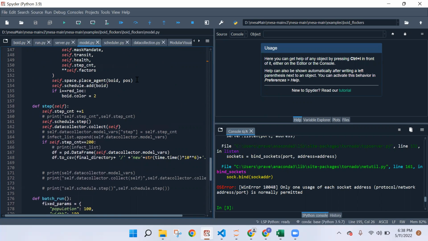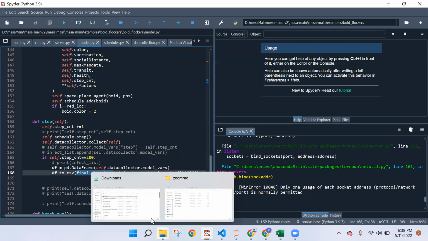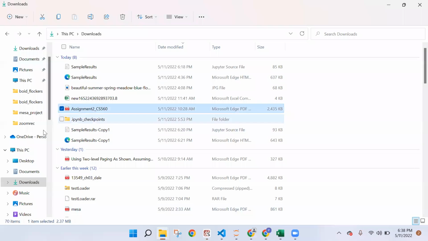Now after completing 200 steps, it will generate the CSV file. Then this CSV file will be stored in a specific folder. So I will show where that will be generated.